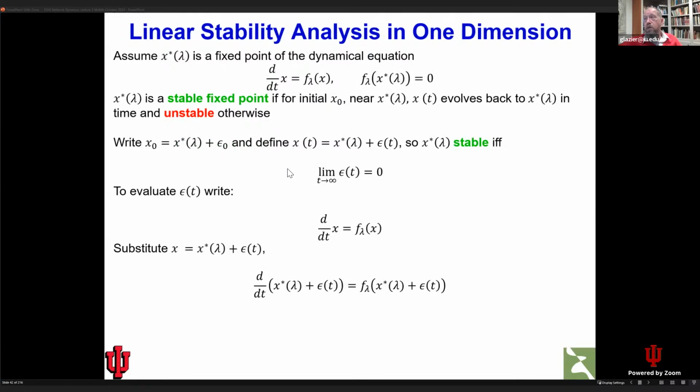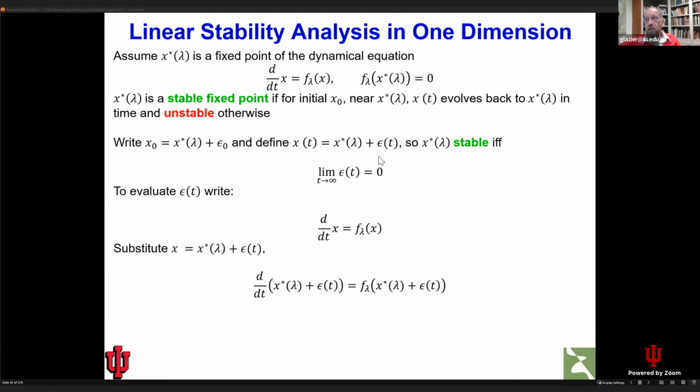So what we're going to do is start out by saying we're going to have an initial position x0, which is x star, plus some small perturbation. Mathematicians love to call perturbations epsilon, so that's what we'll do. And so we're now going to say that x of t, the time evolution of x, is x star, which is just a constant, plus epsilon, and now the distance from our initial position is going to evolve in time. Okay? And so our fixed point is stable if epsilon of t goes to 0, and it's unstable if epsilon of t gets bigger.